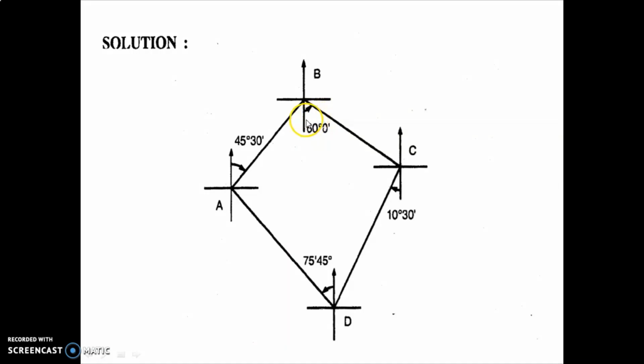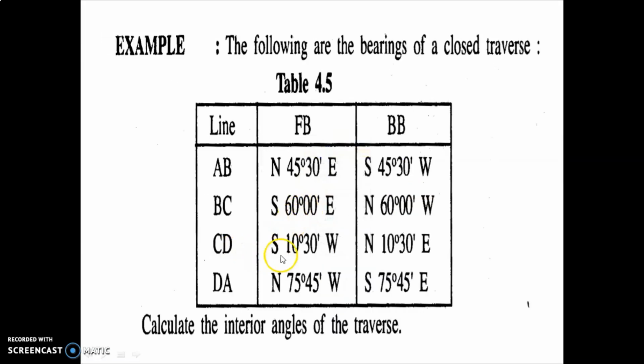So from here to here you have to draw one line, mention the angle, and then draw the line. What is the length of the line? It is up to your choice, because the distance is not given. Then from C you have to draw again one line C to D, and you have to take the fore bearing reading. So the fore bearing reading for line CD is given as south 10 degree 30 minute west.